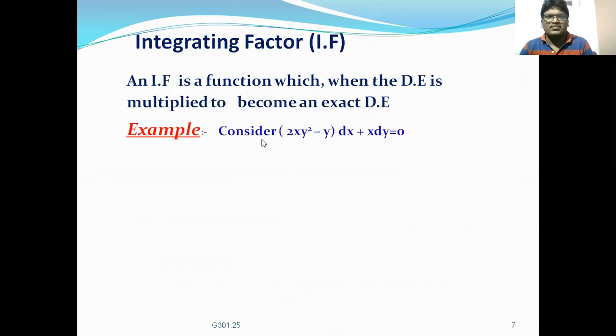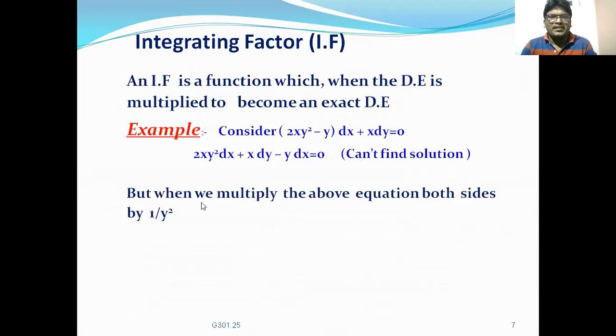So I will give one example. Consider (2xy square minus y) dx plus x dy is equal to 0, that is, 2xy square dx plus x dy minus y dx is equal to 0. We can't find the solution. Why? But when we multiply the above equation on both sides by 1 by y square, it becomes an exact differential equation. Then it will be easy to solve.